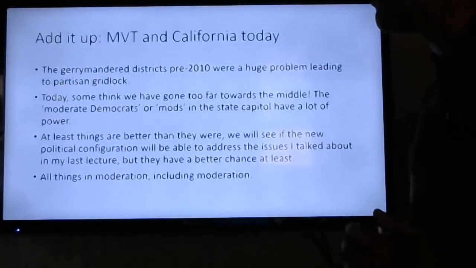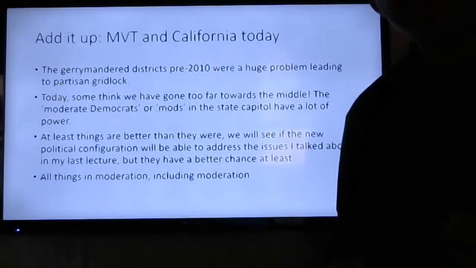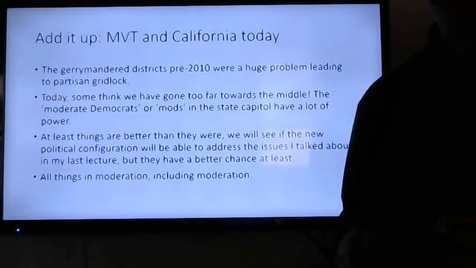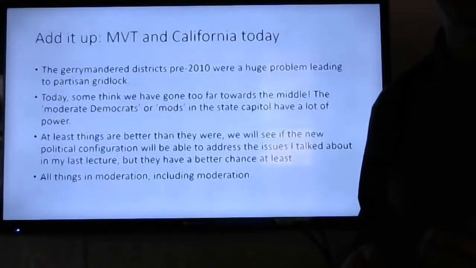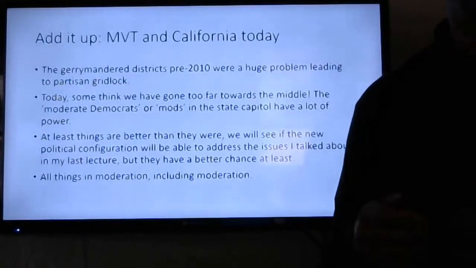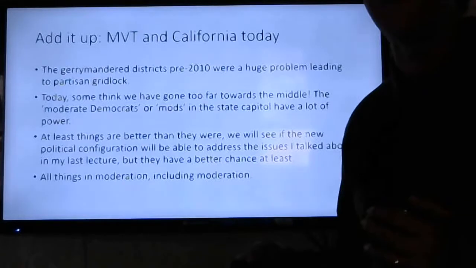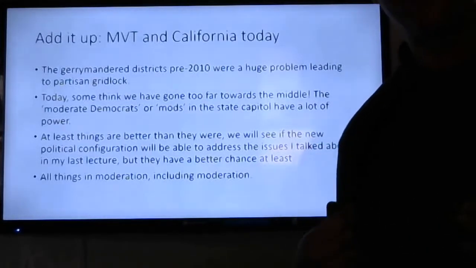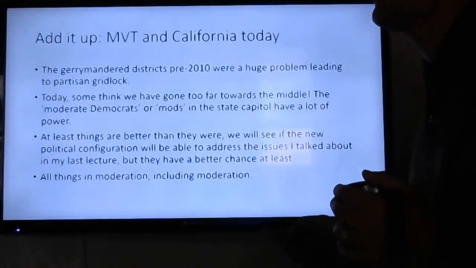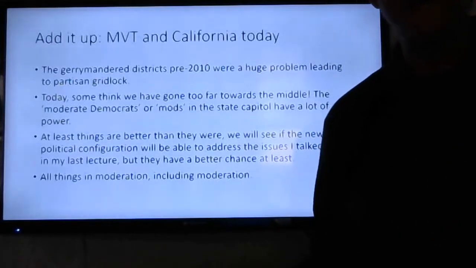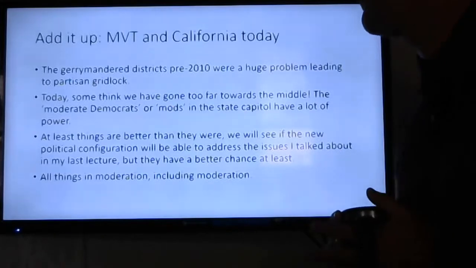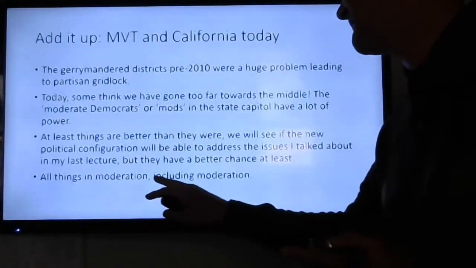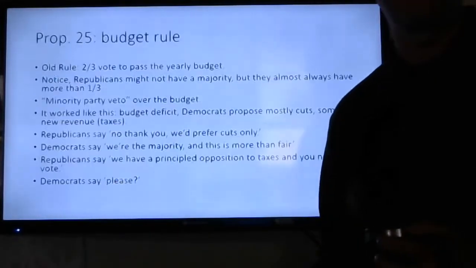Moderation, just let me leave you with this thought. I'm a pretty moderate guy. Moderation's good, but all things in moderation, including moderation. Just because you're in the middle doesn't mean you're right, okay? Sometimes we need people who are partisan and more on the extremes, who really dig into their positions. But at least California definitely had too much of that before. Maybe we've overcorrected towards the middle. I don't know. Time will tell. But all things in moderation, including moderation.